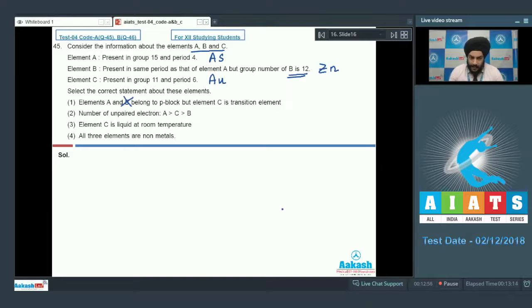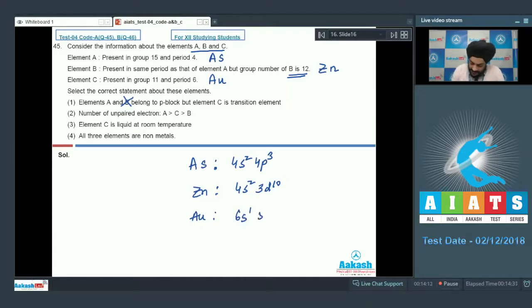If we look at statement 2 now, number of unpaired electrons varies as A > C > B. So if we talk about arsenic, arsenic has a valence orbital configuration of 4s2 4p3. Zinc has a valence orbital configuration of 4s2 3d10. And gold has a valence orbital configuration of 6s1 5d10. So if we talk about the number of unpaired electrons represented by letter N, the value of N is equal to 3 for arsenic, the value of N for zinc is 0, and the value of N for gold is 1, which is the 6s electron. So students, for the number of unpaired electrons, we have A > C > B. So statement 2 is correct.